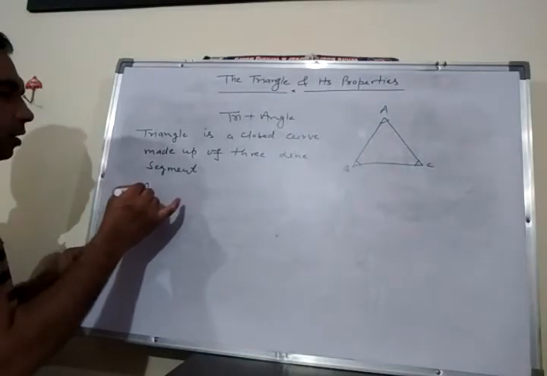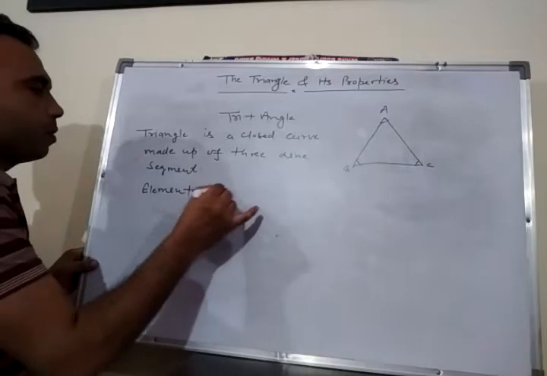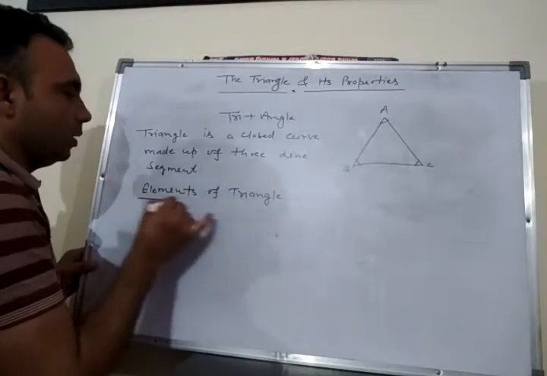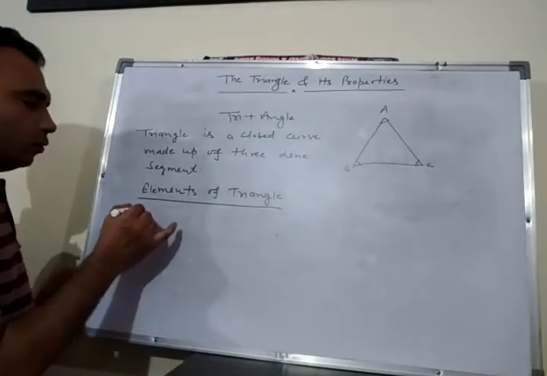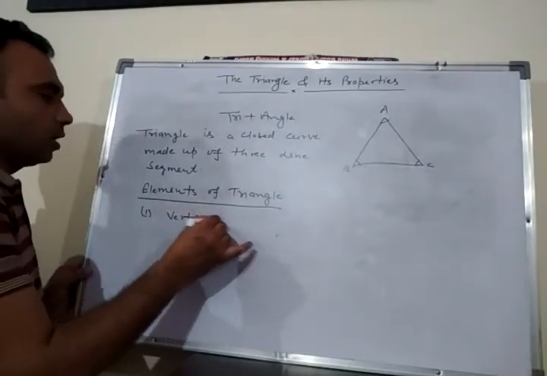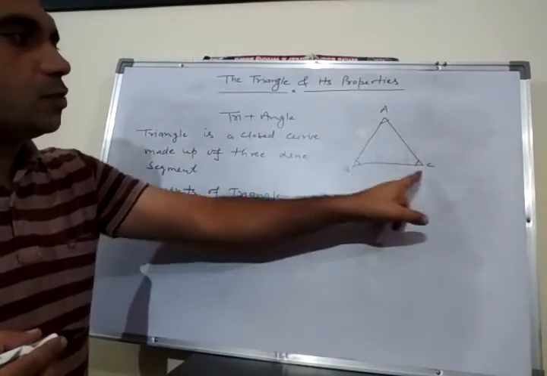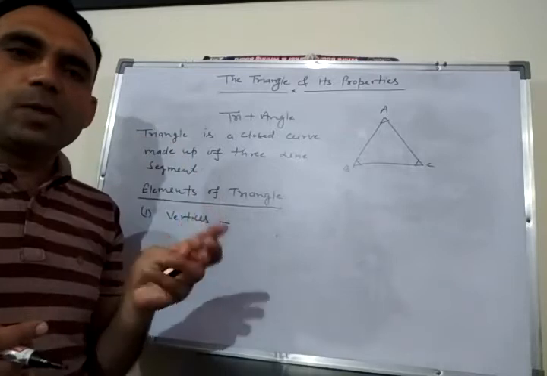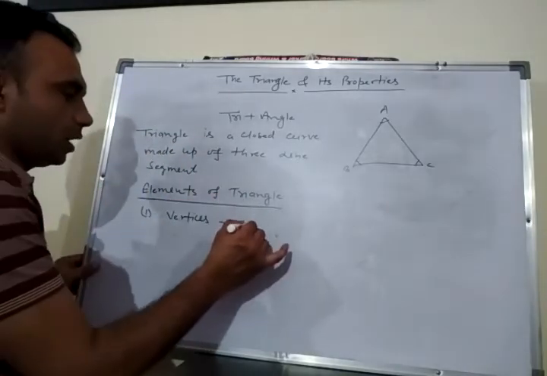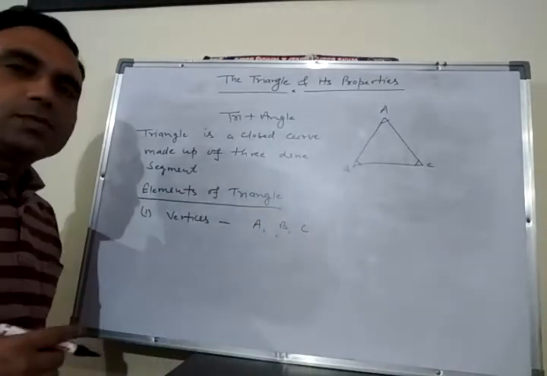Elements of the triangle. What are the elements of the triangle? One, vertices, plural of vertex. There are three vertices, vertex A, vertex B, and vertex C. Where two lines meet, this point is called a vertex. So vertex A, vertex B, and vertex C.